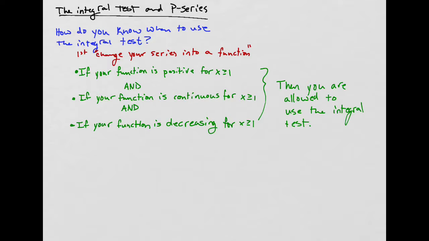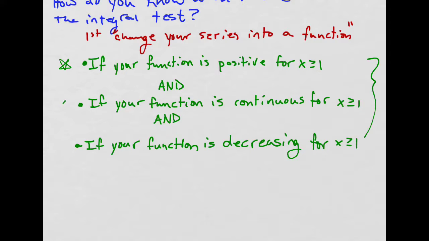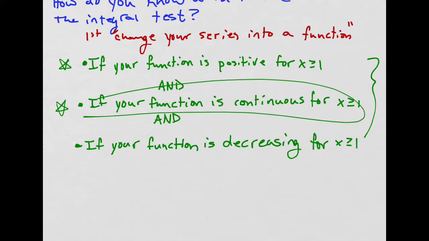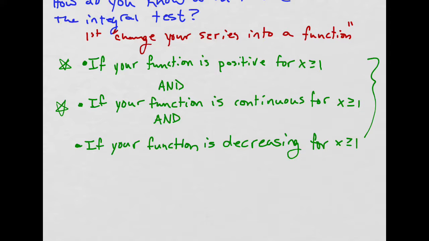Now, these two things you can verify just by inspection most of the time. So it's not really required that you show that these two conditions are true. If your function is positive for x greater than or equal to 1, you can just look and see, and it'll be fairly obvious. And then also, if your function is continuous, we can just use the fact that polynomials are continuous, the natural log is continuous, e to the x is continuous for x greater than or equal to 1. And if you have a rational function, just look and see if you can get 0 in the denominator while only having x values that are greater than or equal to 1. So that also will be easy to do by inspection.